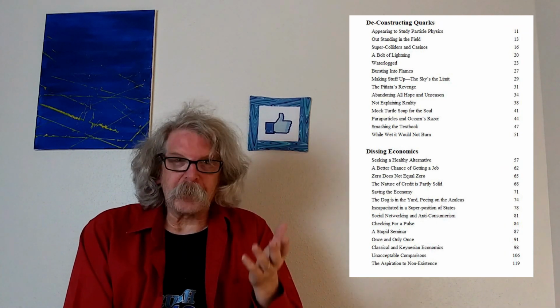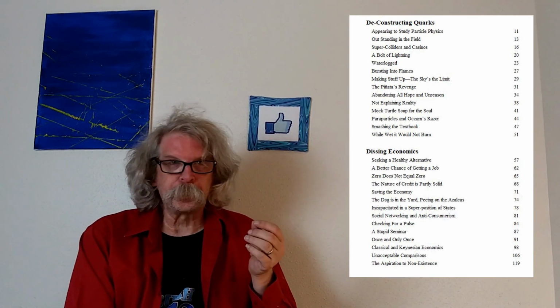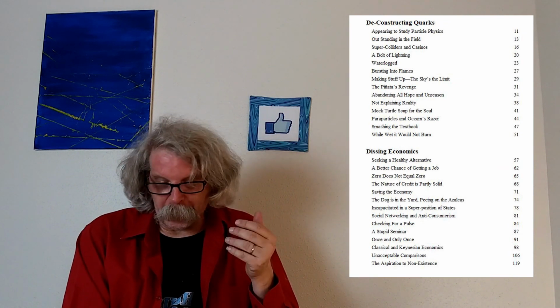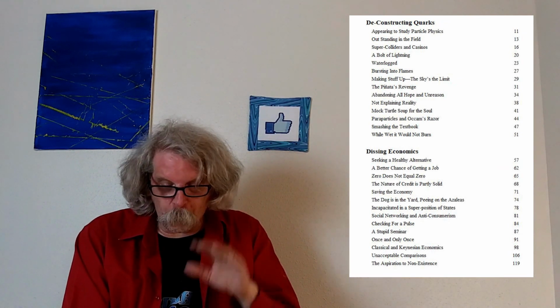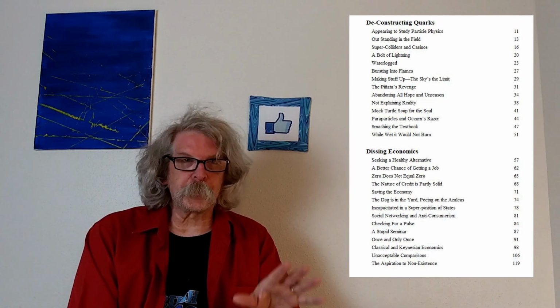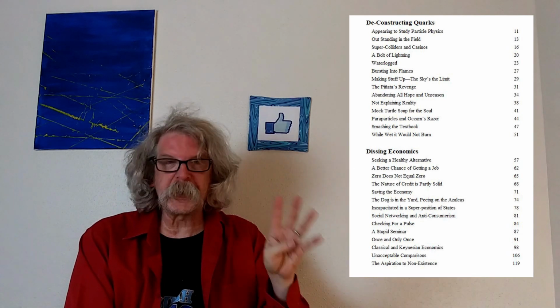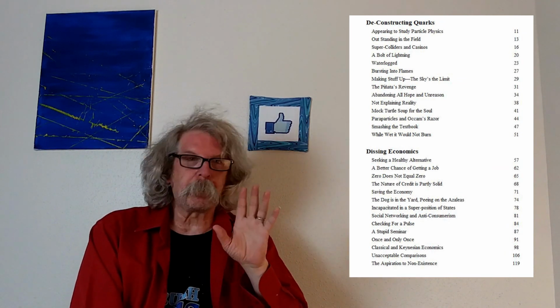Also, the fact that I did not really talk that much about economics in the Dissing Economics segment, I was also very nervous about being called out for that. When I put the manuscript together for the novel, I heavily researched economic history and economic theories, Wikipedia mostly, and wrote 4 extra chapters at the end of the sequence. Once and Only Once, Classical and Keynesian Economics, Unacceptable Comparisons, and the Aspiration to Non-Existence. Heavily researched content, but that's where the dirty part is.